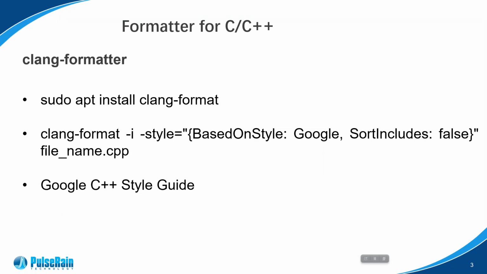And for the format of C and C++, you can use clang-format. Here you can see a -i. It means in place, so there's no extra file generated on the disk. For the style, SortIncludes is set to false, because otherwise the format will reorder your includes in alphabetic order, and sometimes there can be interdependency between those includes. That's why it's better to set it to false.